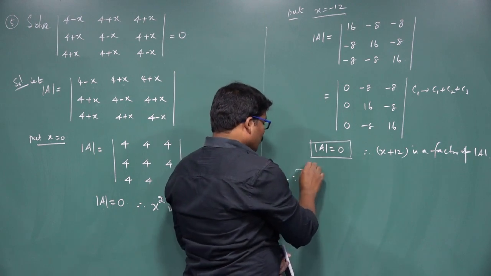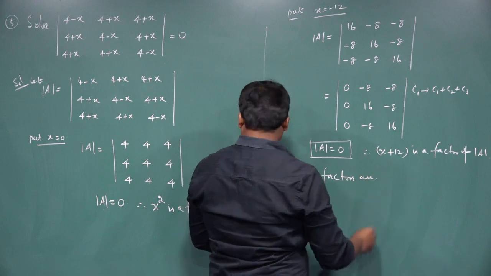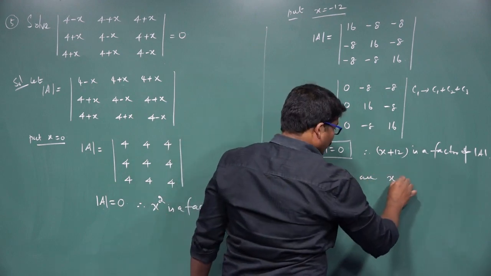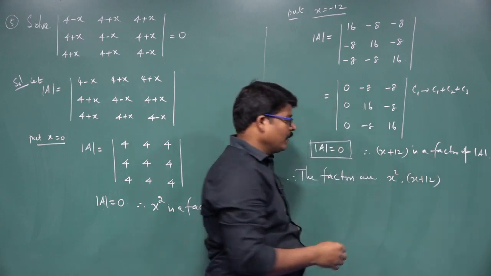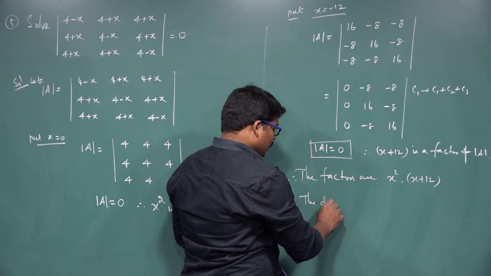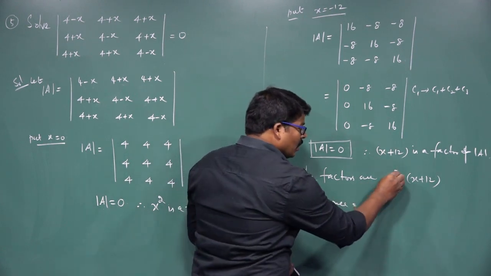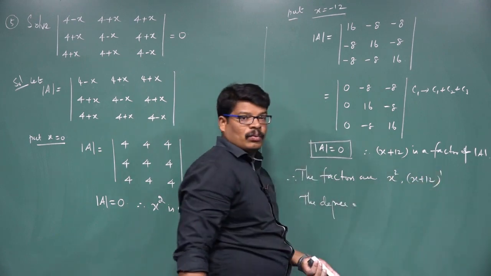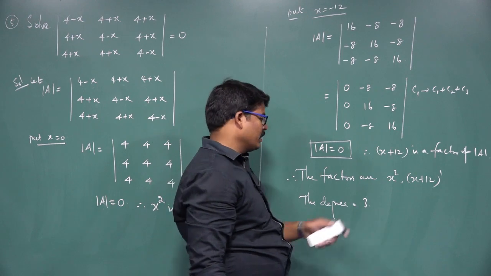Therefore, the factors are x square and x plus 12. Next, the degree of the factors. The degree of the product of the factors is 2 plus 1, which is 3.